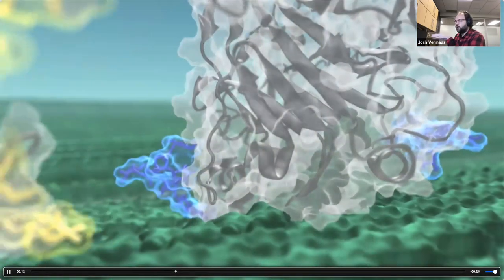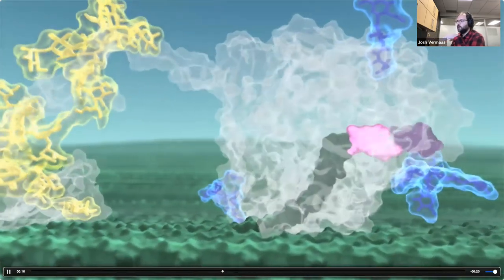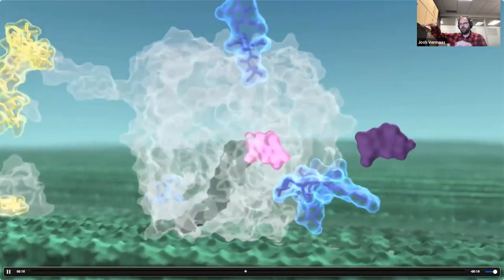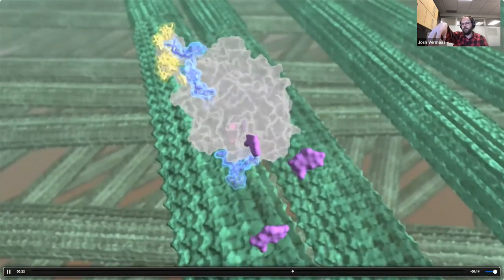And this is like the pictorial animation of how this cellulase works, right? So it kind of looks like a dinosaur. So it has a carbohydrate binding module, which is like the head of the dinosaur sticking out the front.